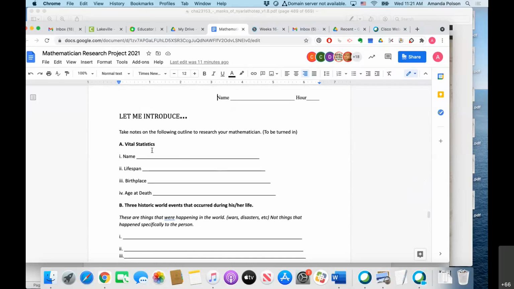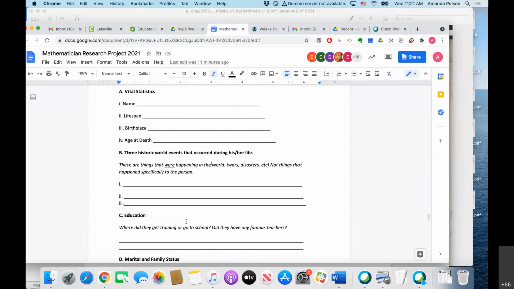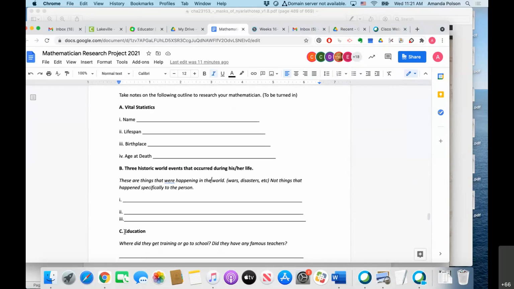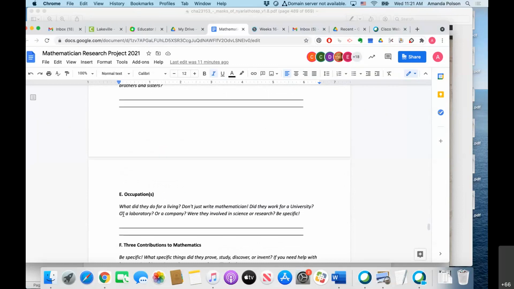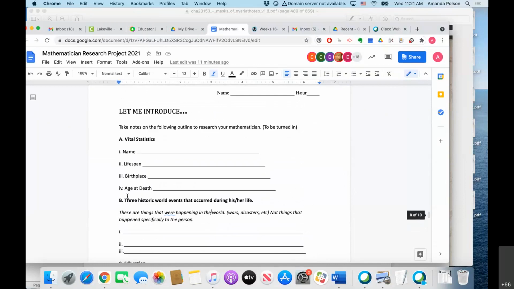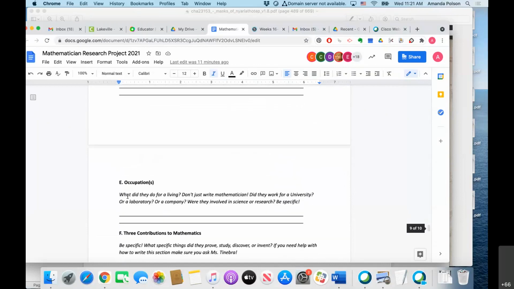So for biostatistics, this would be your person's name. So you'll type your person's name. Their lifespan is when they lived and when they died, where they were born, how old they were when they died. Then 3 historic world events. So this is your A, B, C, D, and E. That's these sections. So this week, your goal is to fill out through E.